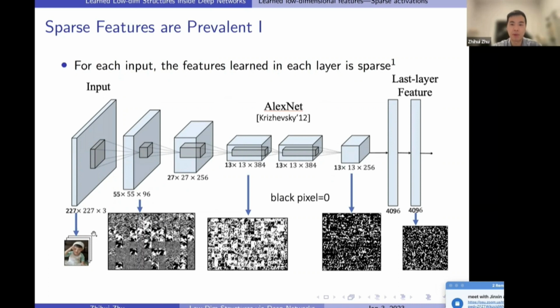For example, here is a buoy image. And then we look at the features in each layer. Due to the limited space, we plot the features only for the first convolutional layer, the third one, the fifth one, and the last layer. The last layer feature has a length of slightly more than 4,000.